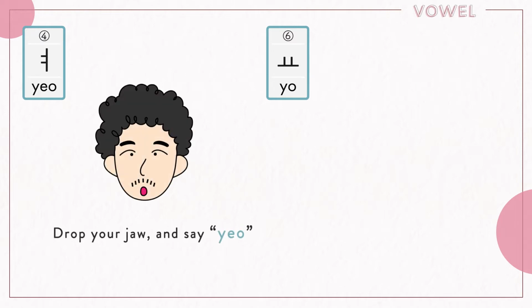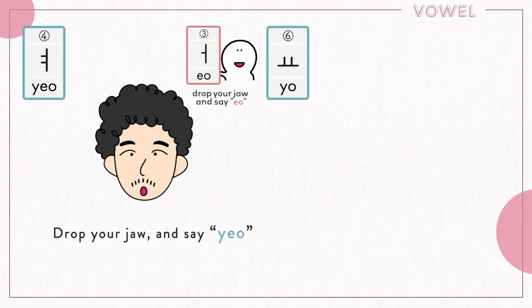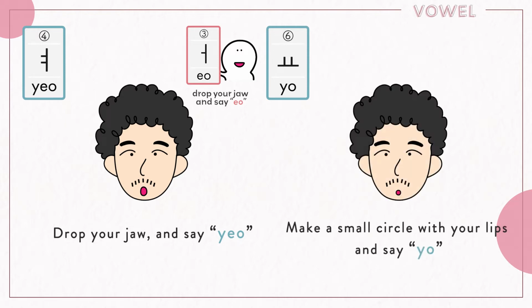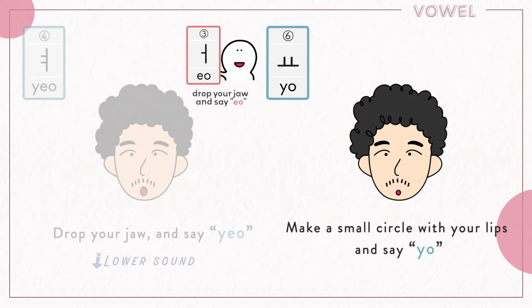Next is the fourth vowel, yo, and the sixth vowel, yo. To pronounce this fourth vowel, yo, drop your jaw and say yo. Same as the third one. And to pronounce this sixth vowel, yo, make a small circle with your lips and say yo. Same as the fifth one. The fourth vowel, yo, sounds lower and not as clear compared to the sixth one. Yo. Yo.